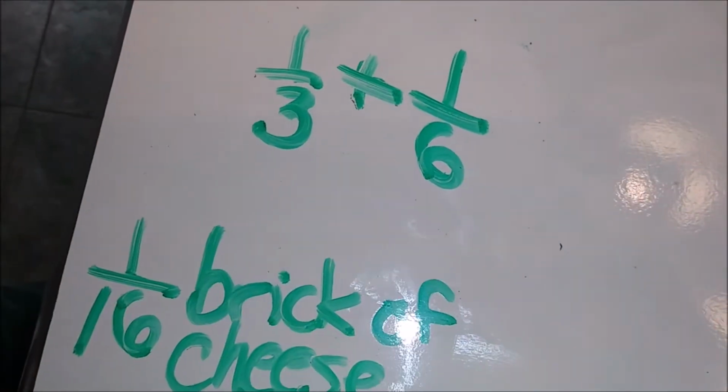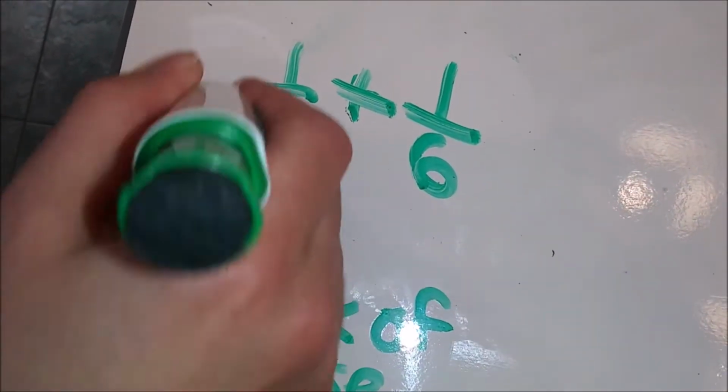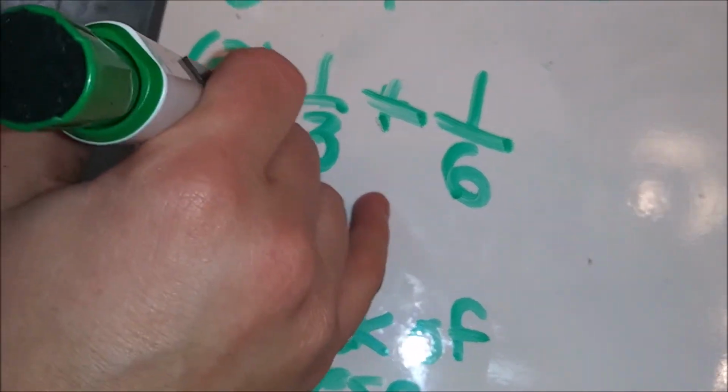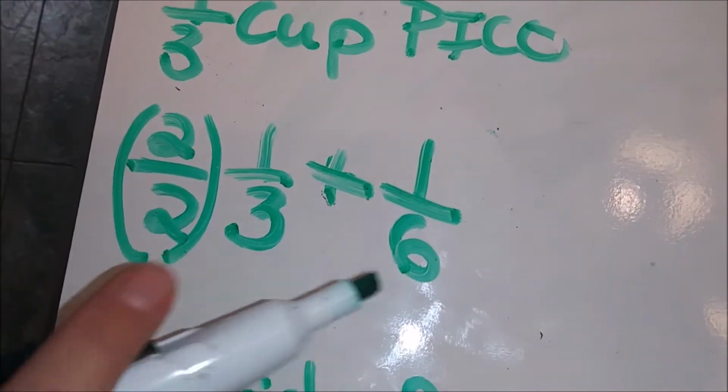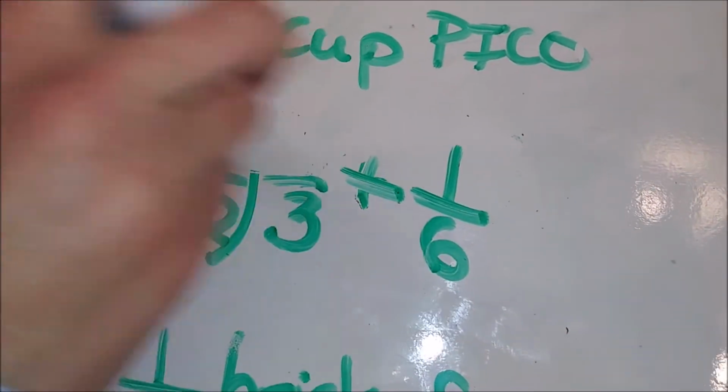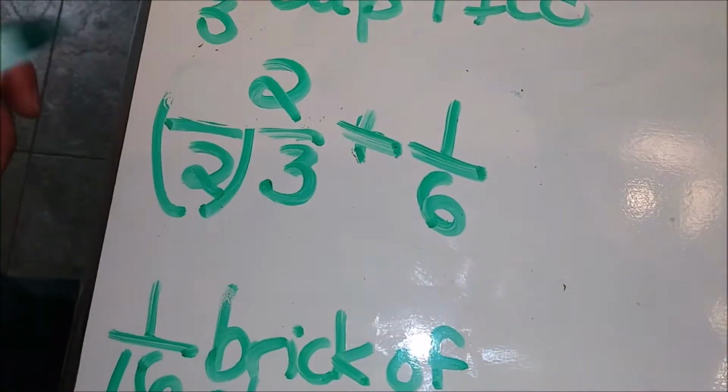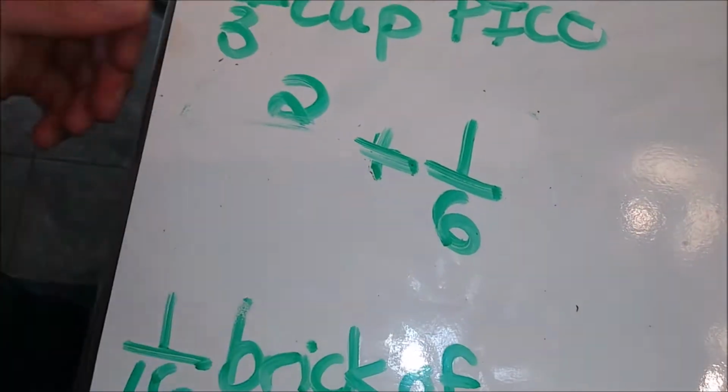Can't add fractions that have unlike denominators, so they can both have the lowest common denominator, 6. The 2 over 2 is the special 1 that will help me make this equivalent. 2 times 1 is 2. 2 times 3 is 6.